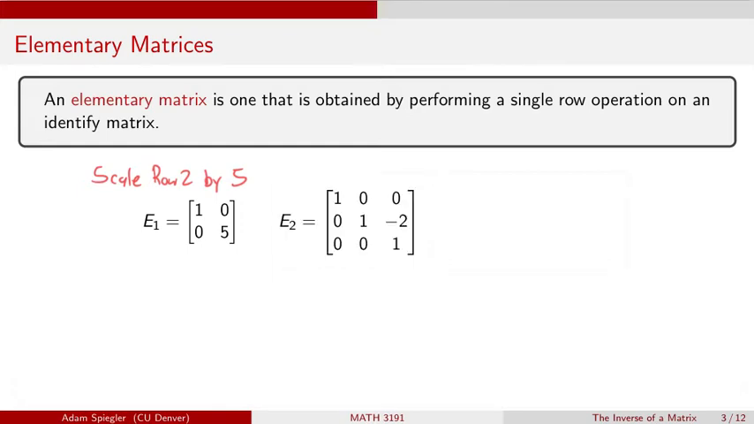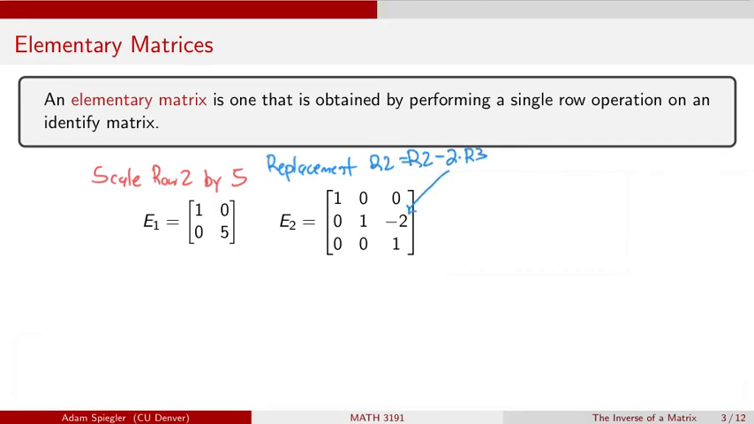So for example, E2, which is this 3 by 3 matrix. So now we're in R3, top row 1, 0, 0, second row 0, 1, minus 2, and the last row 0, 0, 1. This is an elementary matrix, and the operation that it is doing right here is replacement. We have replaced row 2, so I'm going to write row 2 is now equal to row 2 minus 2 times row 3. And that's where this minus 2 comes from.